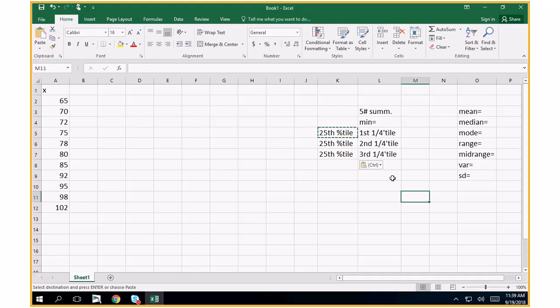Big square root and standard deviation, right? Yes. No, we don't have variance. Square root of the variance.